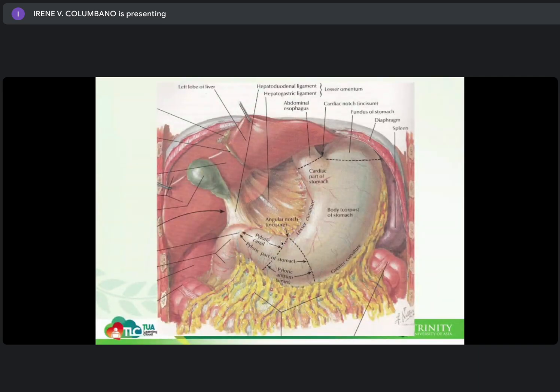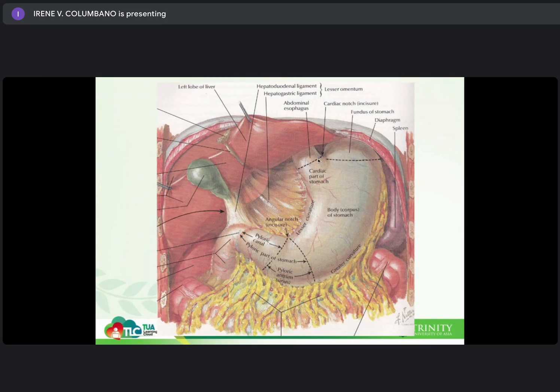So remember the lesser curvature and the greater curvature within the mesenteries are attached. So here we can see the liver is lifted, and the gallbladder. Okay? So, we have sphincter, no? Dito sa esophagus and sa stomach.